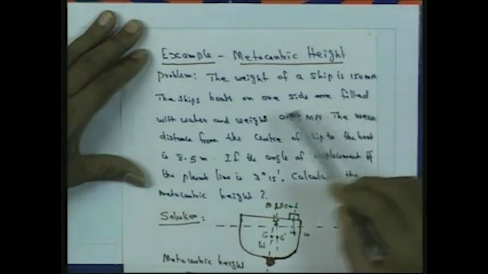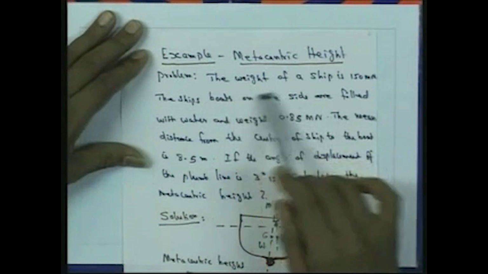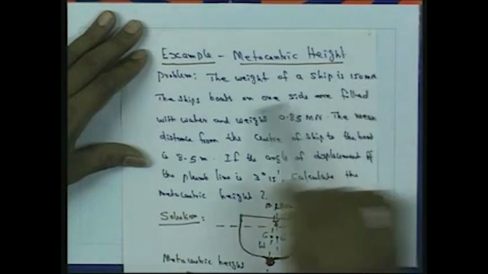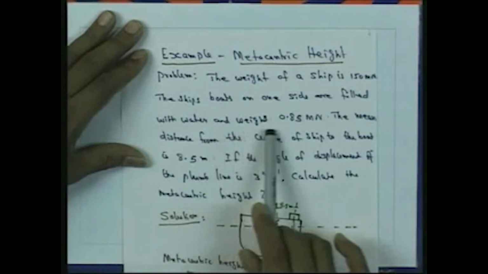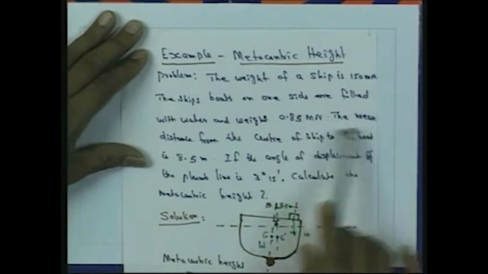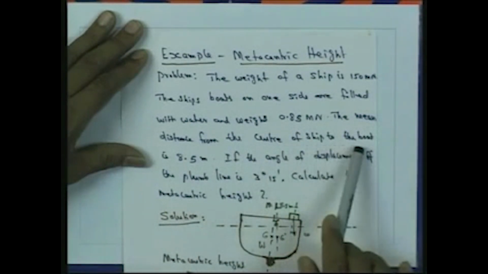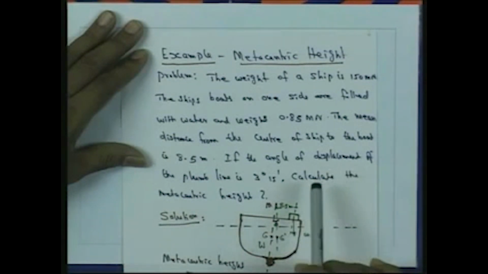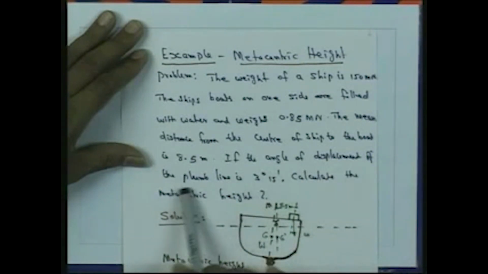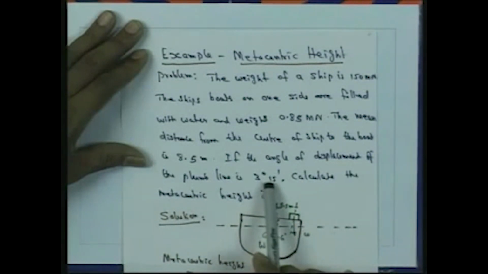The problem is: the weight of a ship is 150 Newton. The ship's boats on one side are filled with water and weigh 0.85 Newton. The mean distance from the center of the ship to the boat, which is placed here, is 8.5 meter. If the angle of displacement of the plumb line theta is 3 degree 15 minutes, calculate the metacentric height.